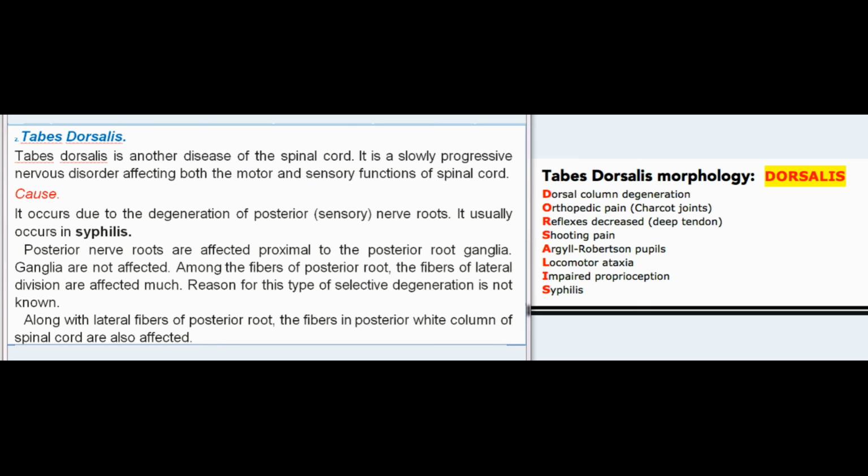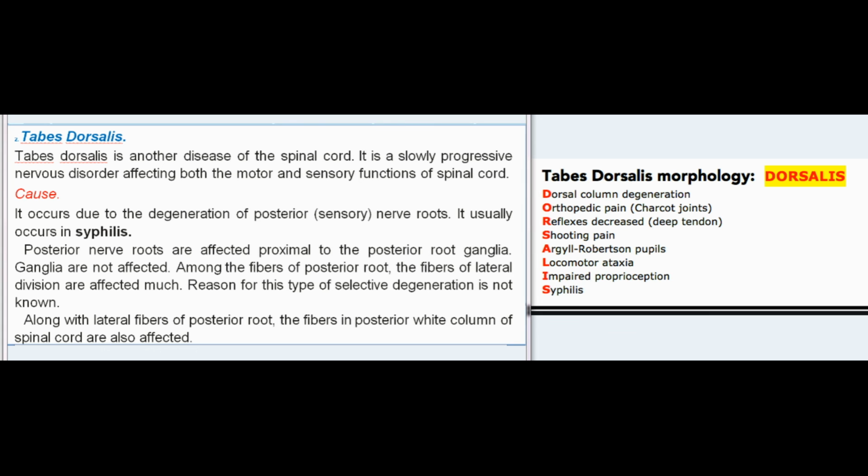Tabes dorsalis is another disease of the spinal cord. It is a slowly progressive nervous disorder affecting both the motor and sensory functions of spinal cord. Cause. It occurs due to the degeneration of posterior, sensory, nerve roots. It usually occurs in syphilis.